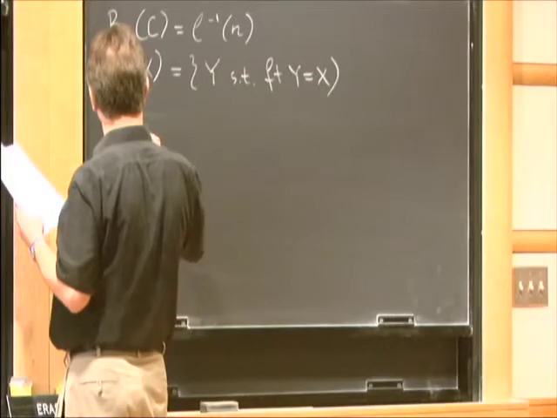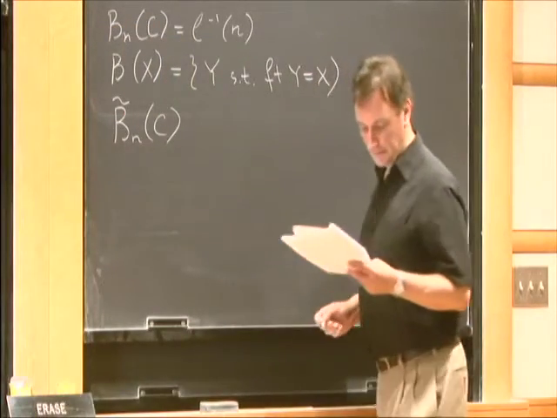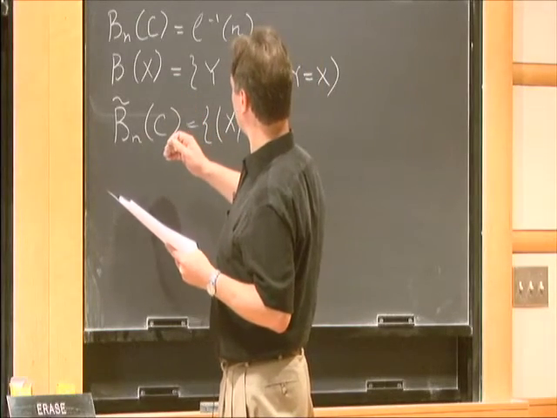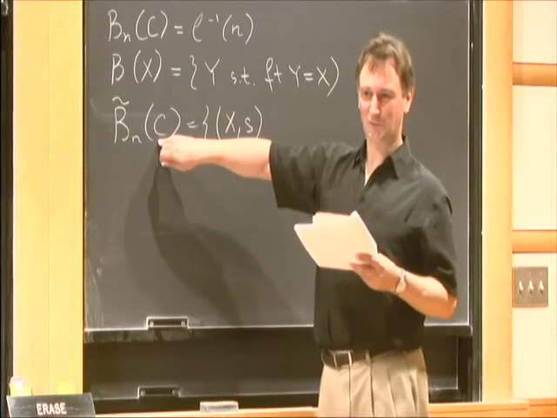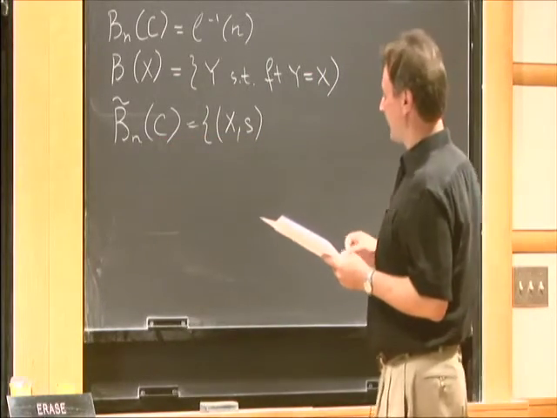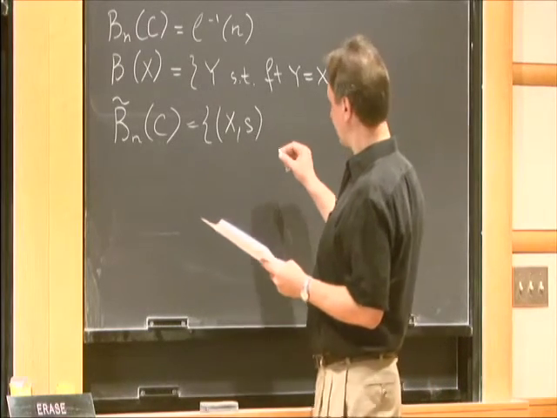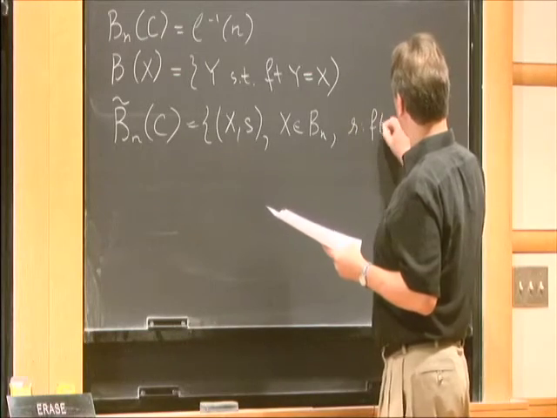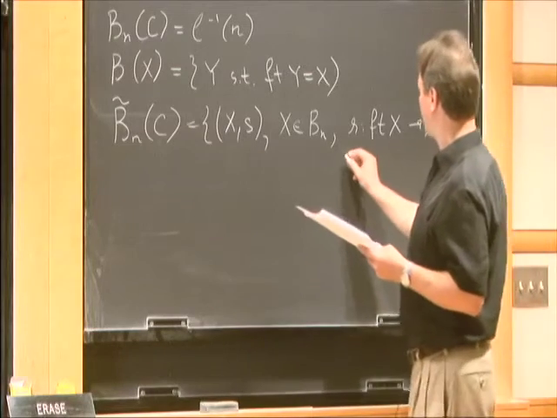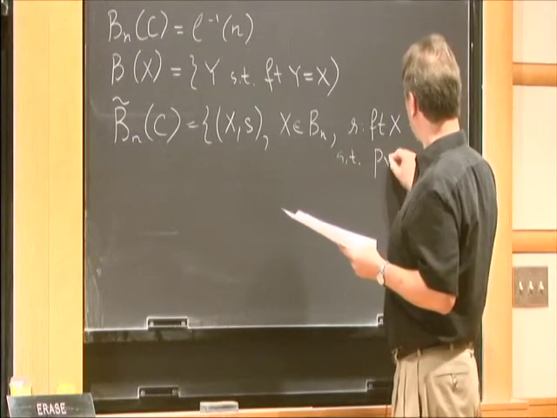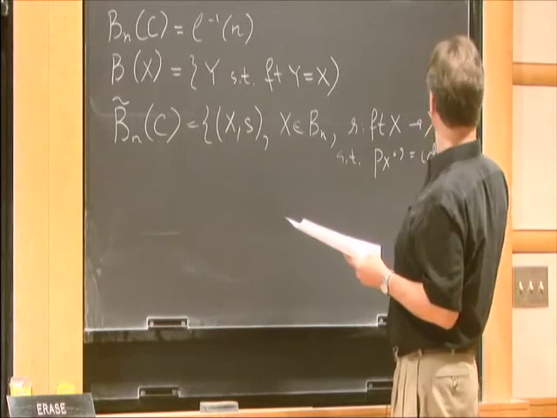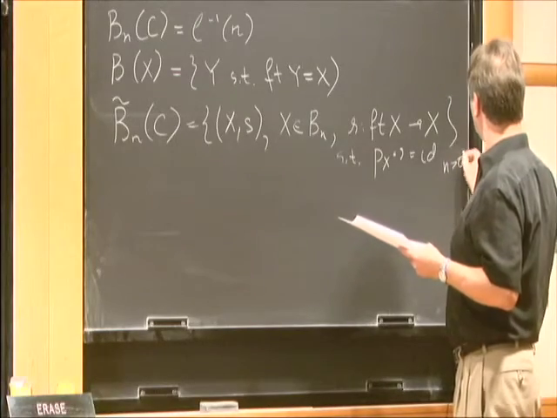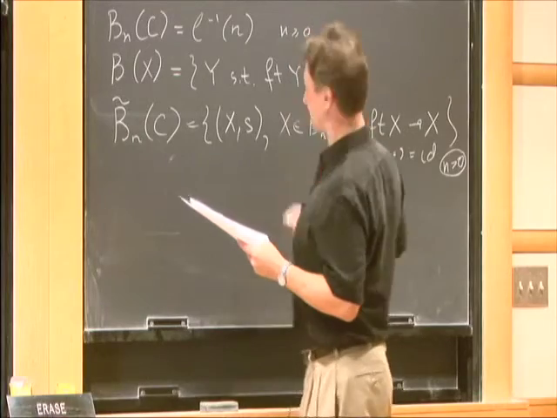Now, the following very important notation is Bn tilde of x. This is the set of pairs x, s, where x is from Bn and s is the map from the father of x to x, which is a section of P. So P x s equals identity. Now this will only be used for n greater than 0. And this notation is for n greater or equal to 0.